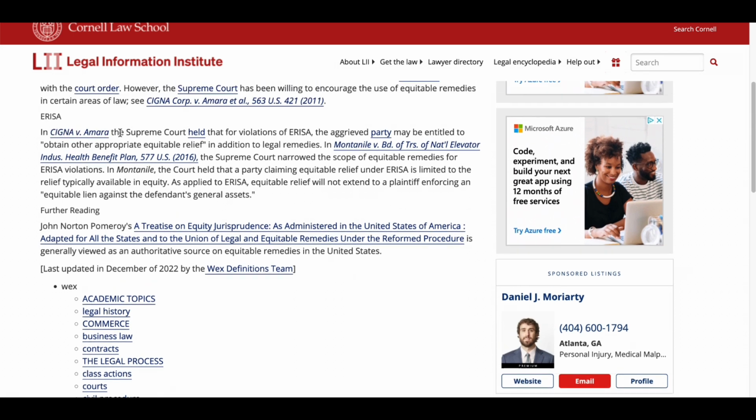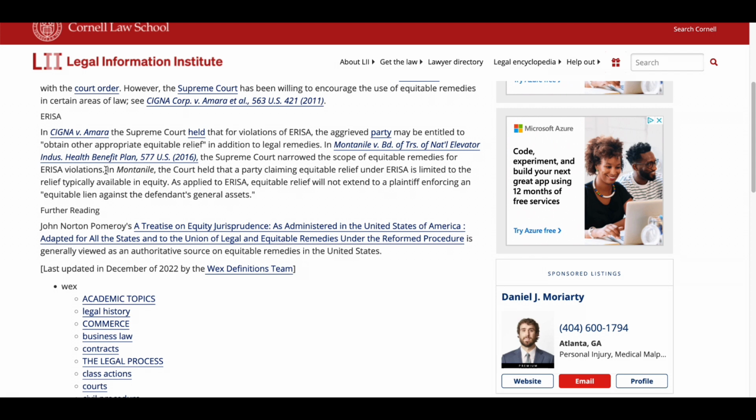In Insignia versus Amera, the Supreme Court held that for violations of ERISA, the aggrieved party may be entitled to obtain other appropriate equitable relief in addition to legal remedies. In Montanile versus Board of Trustees of the National Elevator Industry Health Benefit Plan, 57 U.S. 2016, the Supreme Court narrowed the scope of equitable relief for ERISA violations.